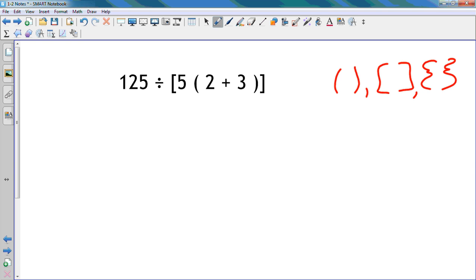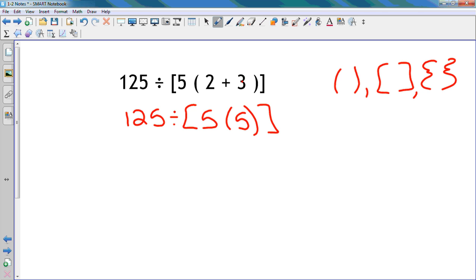Okay? So in this case, I have a parentheses, but then I have something inside the parentheses. So I have to work from the inside out. I'm going to start with 2 plus 3. So I have 125 divided by 5 times 2 plus 3, which is 5. And that's my first step. And your homework here is exactly how I want you to do it, step by step. You must show your steps.